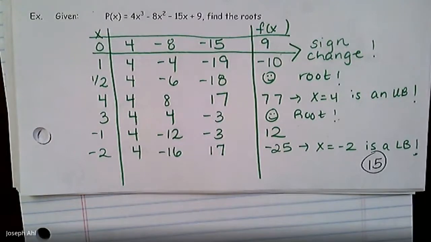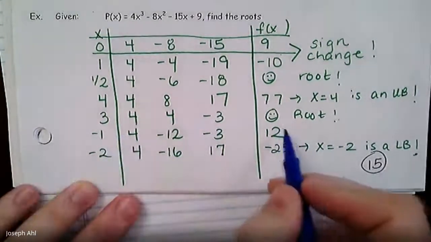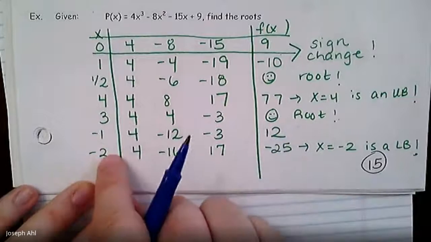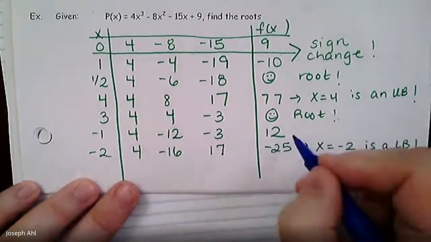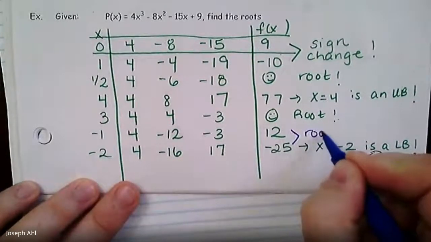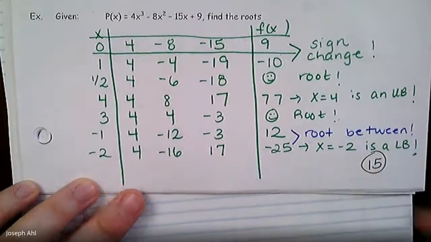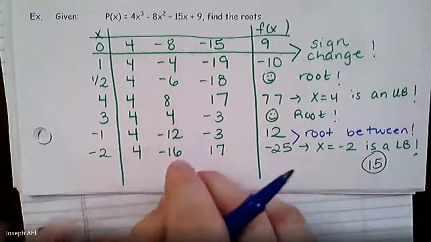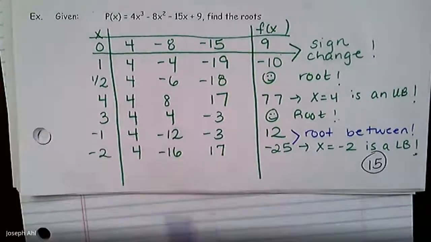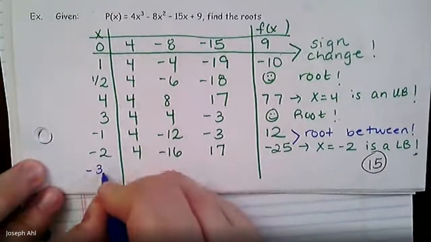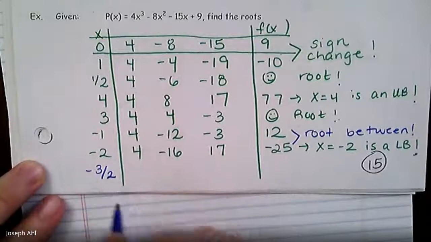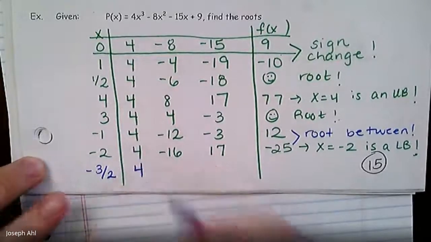Something else pretty big happened. Did you catch the other thing that happened? Test the -1. The y value is 12. Test the -2. The y value is -25. When you see that sign change, there has to be a root in between -1 and -2. So what's a good number to test between -1 and -2? Maybe like -1.5 or -3/2 if you like fractions like me.